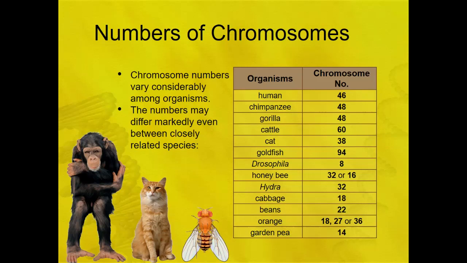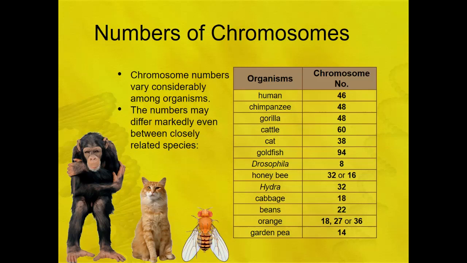You see that the human has 46 chromosomes. That's one of the ones I highlighted last time to kind of keep track of. But that doesn't mean that the goldfish with its 94 chromosomes is somehow more complex or more evolved than we see with the human. It's simply how the genes are organized into separate chromosomes.